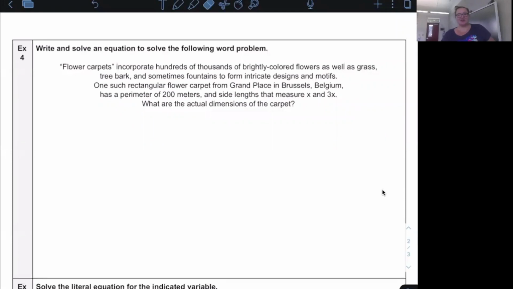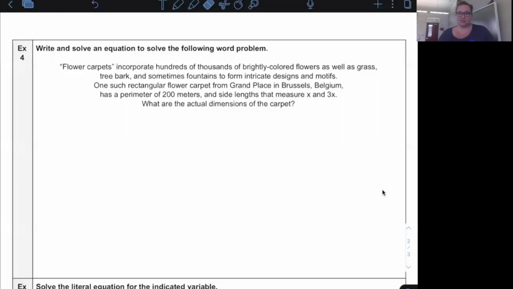All right, so now we're gonna go ahead and start talking about example 4. Example 4 is our first word problem of the year, yay! It says that flower carpets incorporate hundreds of thousands of brightly colored flowers as well as grass, tree bark, and sometimes fountains to form intricate designs and motifs. One such rectangular flower carpet from Grand Place in Brussels, Belgium, has a perimeter of 200 meters and side lengths that measure x and 3x. What are the actual dimensions of the carpet?